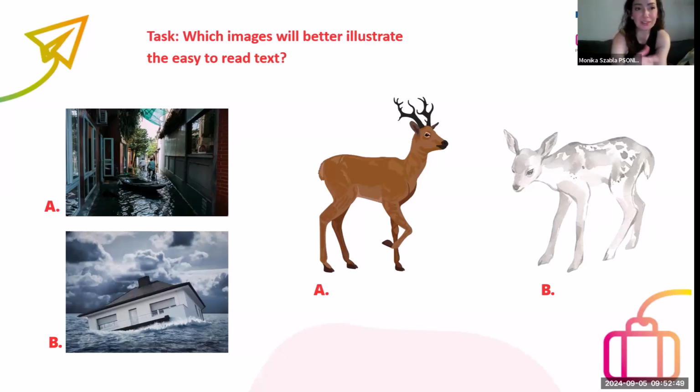B, because the A one is too dark for me. You know, we don't know what is going on in this photo. So for me, B. You see, even we have a discussion here.